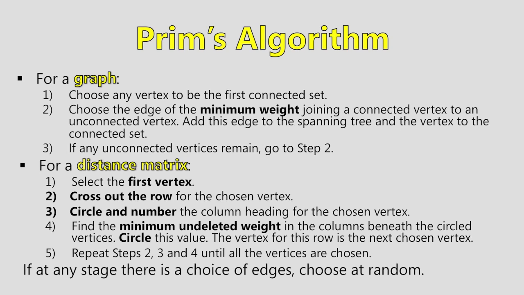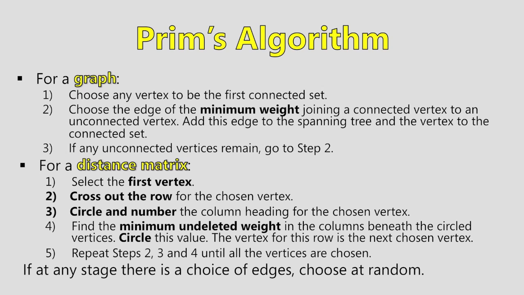For a graph, 1. Choose any vertex to be the first connected set. 2. Choose the edge of the minimum weight joining a connected vertex to an unconnected vertex. Add this edge to the spanning tree and the vertex to the connected set. Sorry, I'll read that again. Choose the edge of the minimum weight joining a connected vertex to an unconnected vertex and add this edge to the spanning tree and the vertex to the connected set. If any unconnected vertices remain, go to step 2 and do it again.